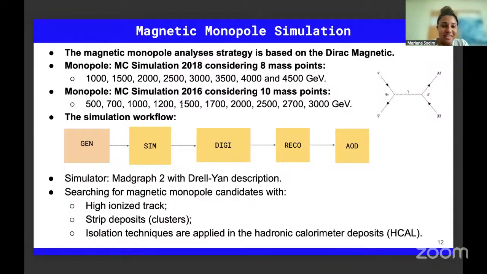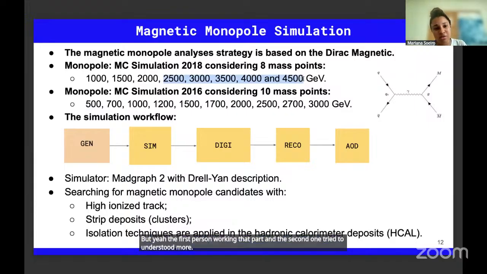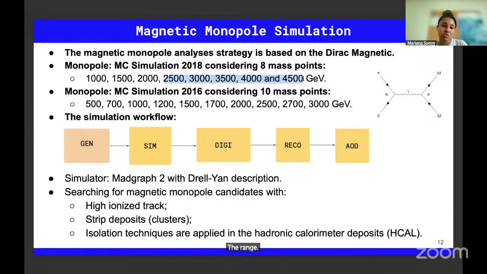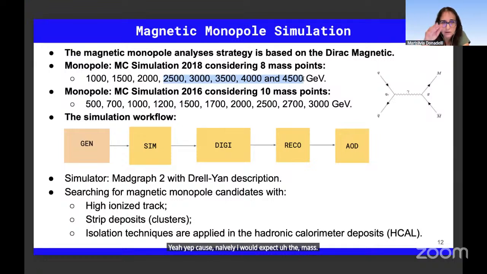What I know at the moment is that the first person worked on the beginning part and had these kinds of values, but maybe it's not good and not interesting. There is one note in the wrong one. I don't remember now the numbers because it's too much information for my head. The second one tried to understand more the range at the end of the distribution. Because naively, I would expect the mass range to go really beyond 2000 GeV.